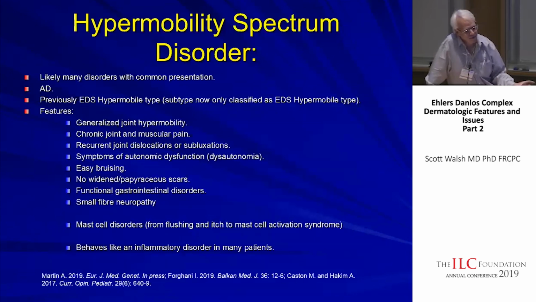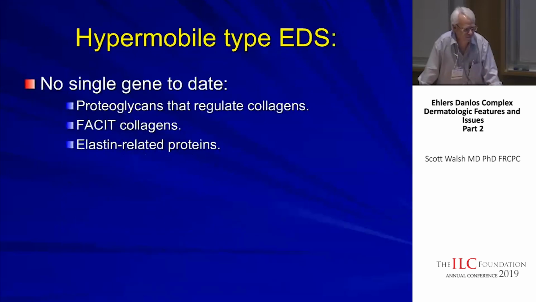I think that there is an abnormality within the mast cells in hypermobile spectrum disorder, and that this behaves like an inflammatory disorder in many patients. And there is data to support this. There's no single gene to date in hypermobile EDS. You can have hypermobility. Tenascin X was a candidate at one time, but that's sort of its own type of Ehlers-Danlos. We know that it could be any one of these components, but the likely one is one of these proteoglycans because there are so many of them.